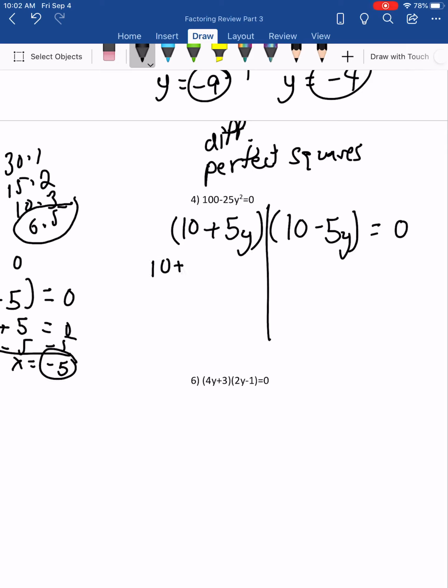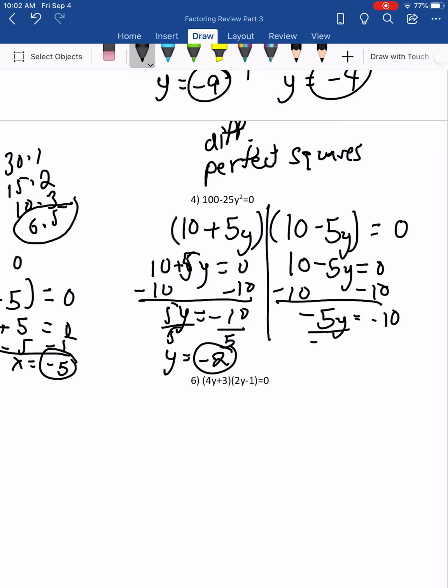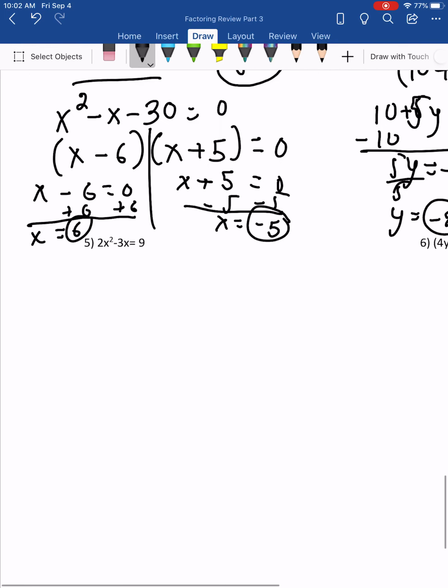Use the zero product property. 5y equals -10. So y is -2. And y is +2. Okay? All right. Number 6.